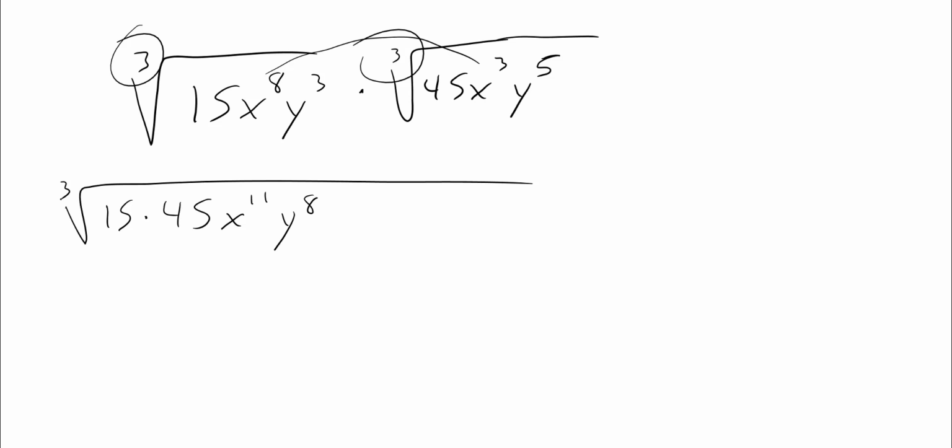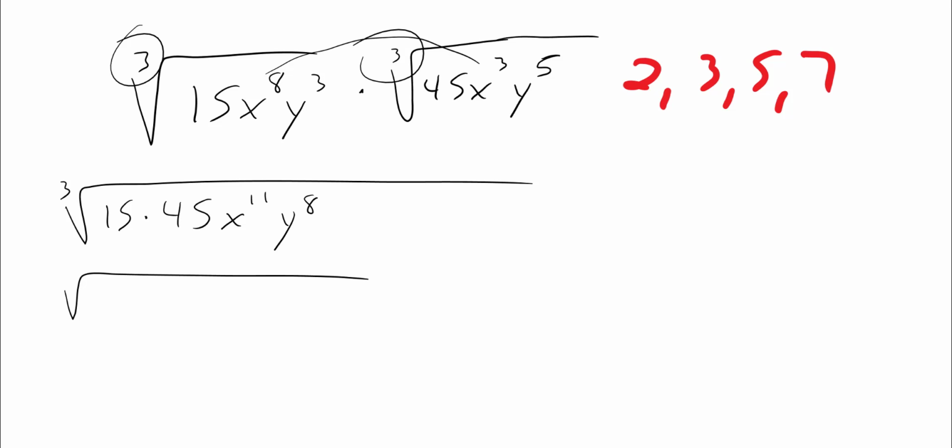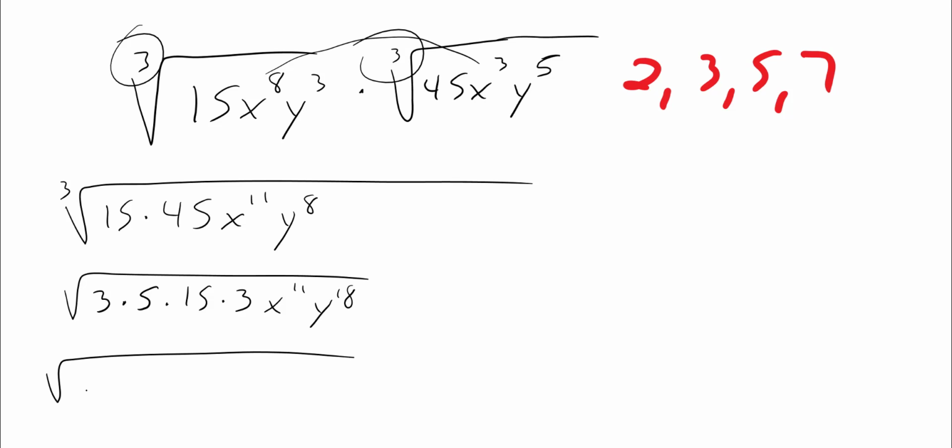I didn't multiply the 15 times 45 together. Too much work. So let's split up the 15. Again, I'm going to write my numbers out here: 2, 3, 5, and 7. Okay, so what's 15? 3 times 5. All right, cool. 45 divided by 3, I get 15 times 3. x to the 11th, y to the 8th. Okay, cool. I can split up 15, so 3 times 5. 45 is 3 times 5 times 3. So now the numbers are all split up.